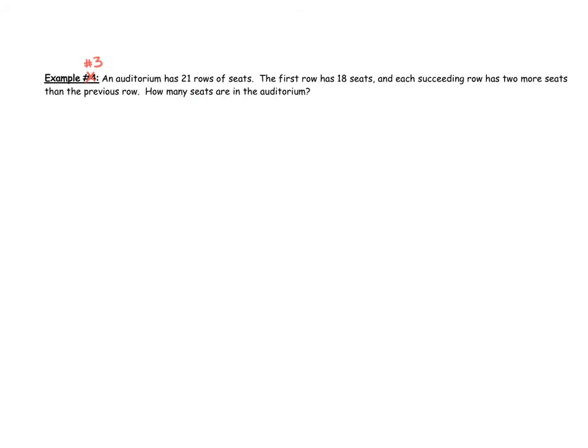So by them asking you how many seats there are in an auditorium, they're asking you to sum up the amount of seats that there are. So you want to think that we need to use that sum formula. So we're going to start with S sub n equals n times a1 plus an, divided by 2. So we need a few things. We need the first term and the last term.